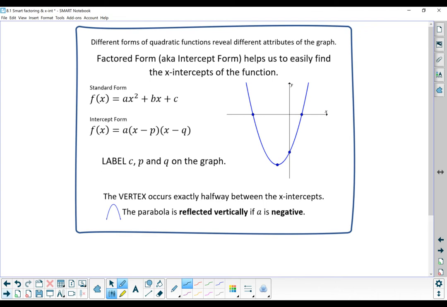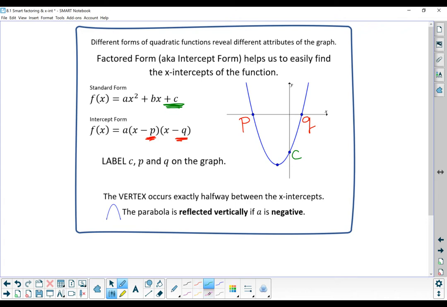So different forms of the quadratic function reveal different attributes of the graph. The factored form helps us to easily identify the x-intercepts of the function. So if in factored form it's x minus p and x minus q, on the graph I will see those intercepts at p and q. Standard form helps us to see easily the y-intercept. So the y-intercept would be here at c.